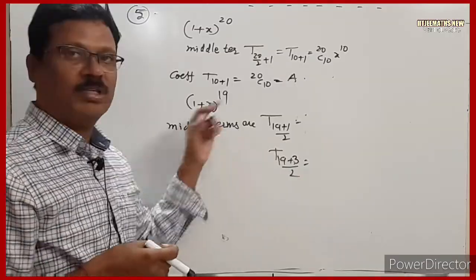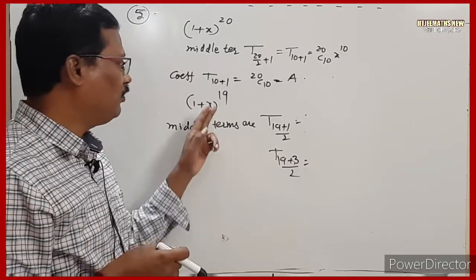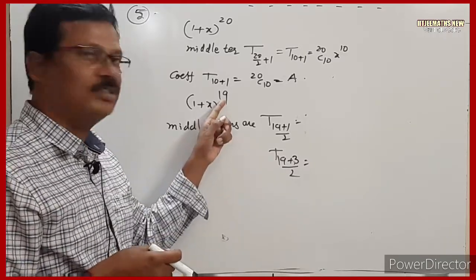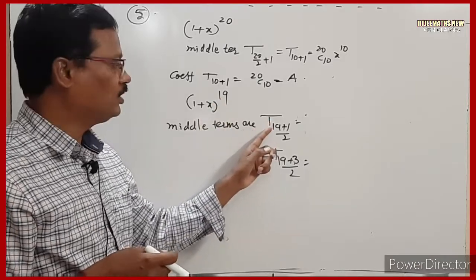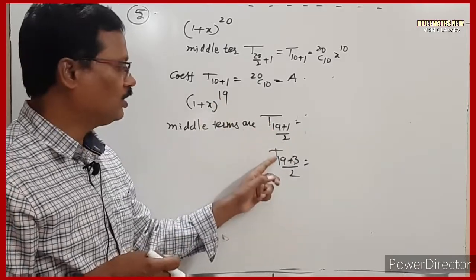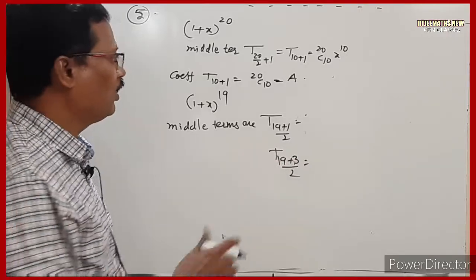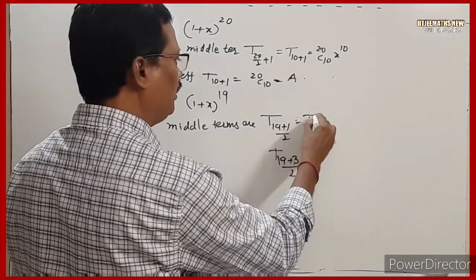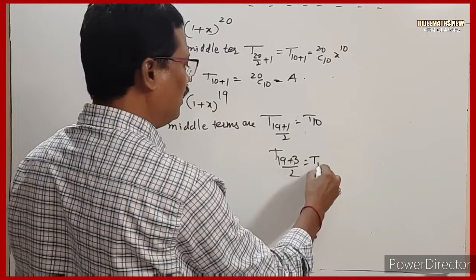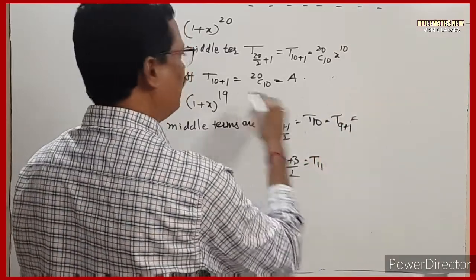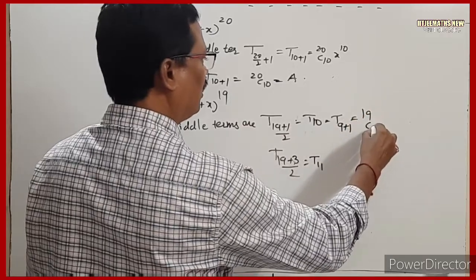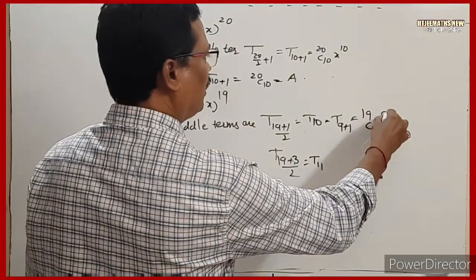In (1 + x) to the power of 19, there will be two middle terms if n is odd. N is equal to 19, which is odd. Therefore, the middle terms are T of (19+1)/2 and T of (19+3)/2. This will be T10 and this will be T11. Therefore, this is T(9+1), which is 19C9 x^9.